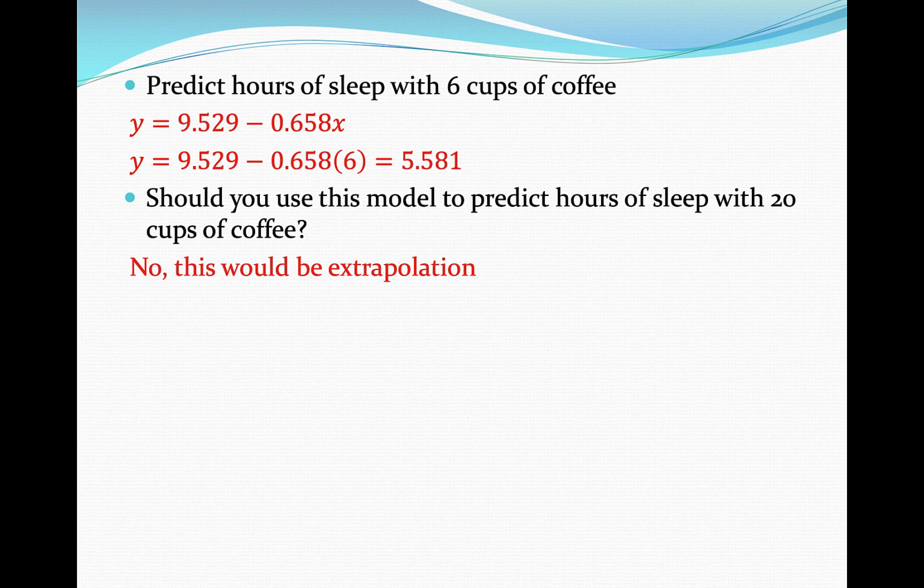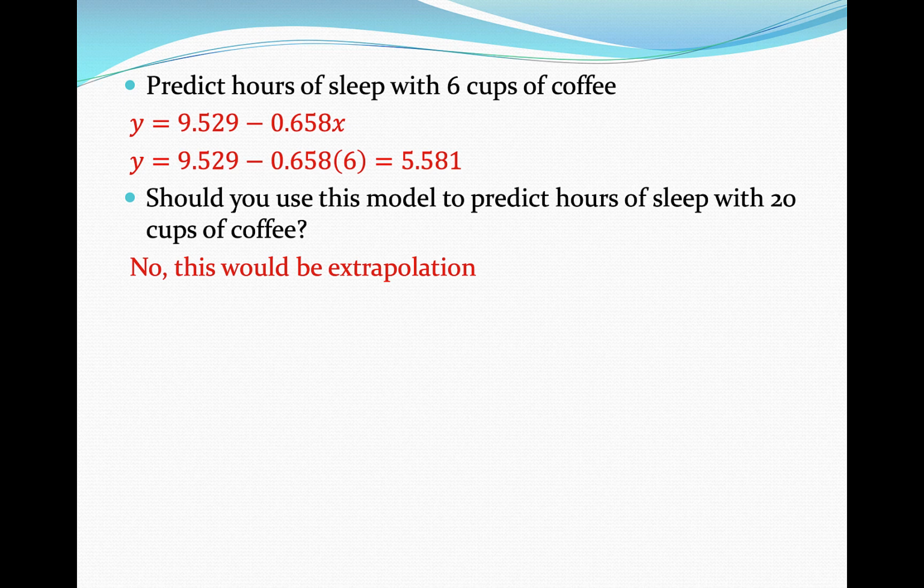If we plug in 20 into this equation, you will get a negative value. You will get negative 3.631. So we know that can't be right. We cannot sleep a negative number of hours during the night. So our y value cannot be negative here, so we know we can't plug 20 into this model.